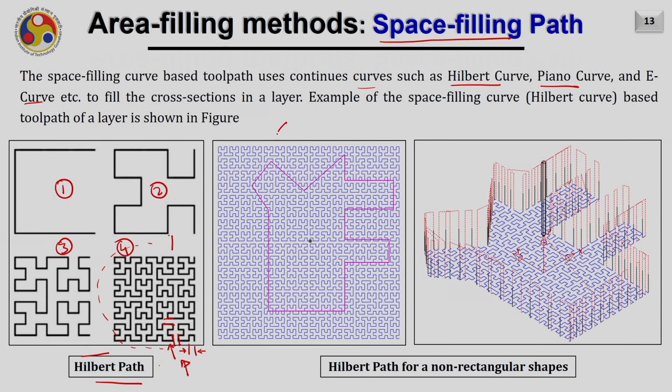Like you are seeing here, this pink color geometry is showing the boundary of the object which we obtained from the slicing, and this is the space filling curve available for a particular step over, having a larger size than this scan boundary.